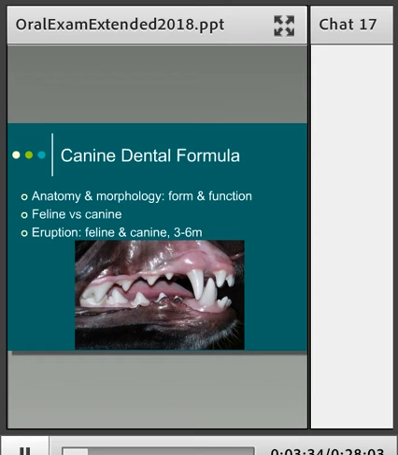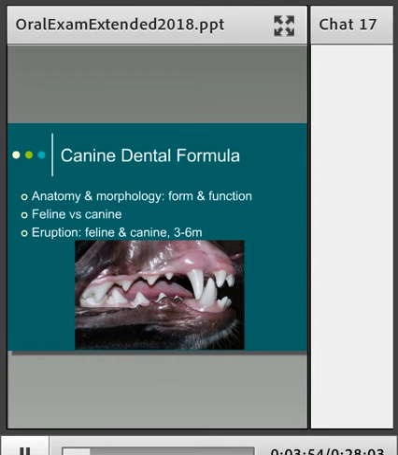So of course in the dog it will be 42, and in the cat it will be 30. It does vary a little. There's individual variations, extra teeth, missing teeth, etc., and we'll look at that a little later on. But basically, if we know that, then if we're taking teeth out and an owner says, oh, how many teeth have they got left, or how many did they start with, then we can have a bit more confidence in answering the questions.